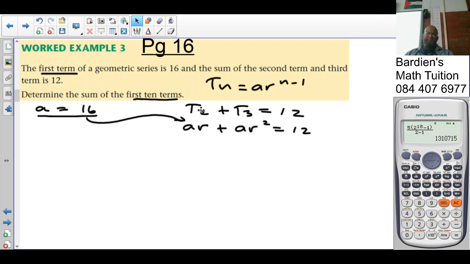Now remember the general term of a geometric pattern is going to be AR to the exponent n minus 1. T2 is going to be AR^(2-1), which is just AR. T3 is going to be A times R to the 3 minus 1, which is 2. That's where we get AR squared from. At this point, we're then going to substitute. Wherever we see an A, we're going to put a 16. And then we have a quadratic, a trinomial that we can solve at this point. You can either use your quadratic formula or you can factorize using the rules of factorization. Okay.